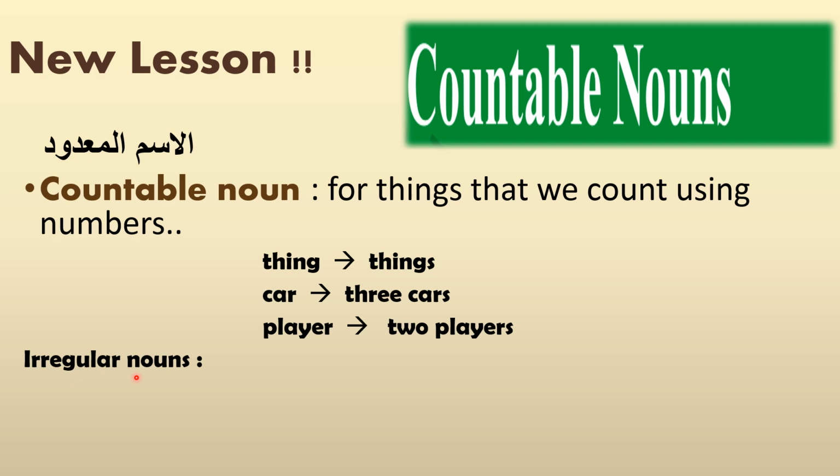But we have irregular nouns like what? Yes, man, we can say men. Child, we can say children. So these are countable nouns. هدول أسماء معدودة, but we can't add s for these nouns because they are irregular. يعني ما بقدر أحكي mans. We can't say mans. The plural form of man is men. The plural form of a child is children. Okay?